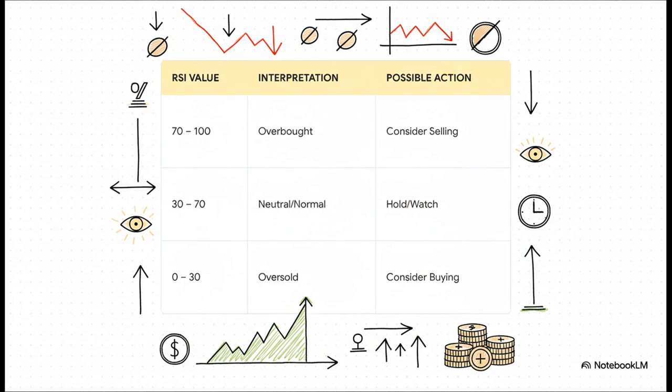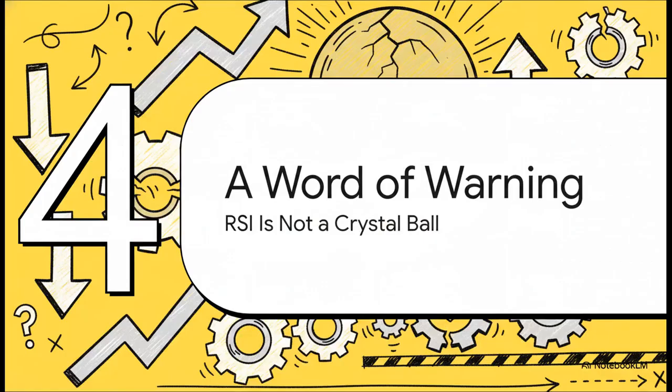If you're above 70, you're in that overbought territory, maybe a time to look for selling opportunities. Below 30, that's oversold, a potential time to hunt for buys. And everything in between, from 30 to 70, that's pretty much neutral territory. Now, before you run off and start using this on every chart, we've got to talk about a really important warning. The RSI is an amazing tool, it really is, but it is not a crystal ball.